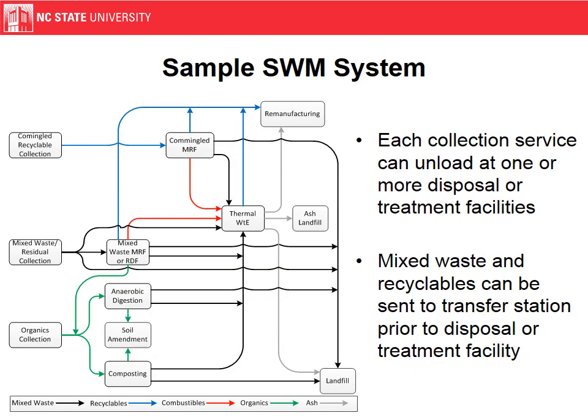This is our sample solid waste management system that gives you an idea of the collection that we have going on. In this case, we are calling it commingled recyclables or single stream recyclables, residual waste collection, and organics collection. And from this diagram, you can see that it is possible for the different waste streams to be taken to more than one single facility within the model. Whether or not that makes sense in an actual scenario is another question, but the model is able to do that.